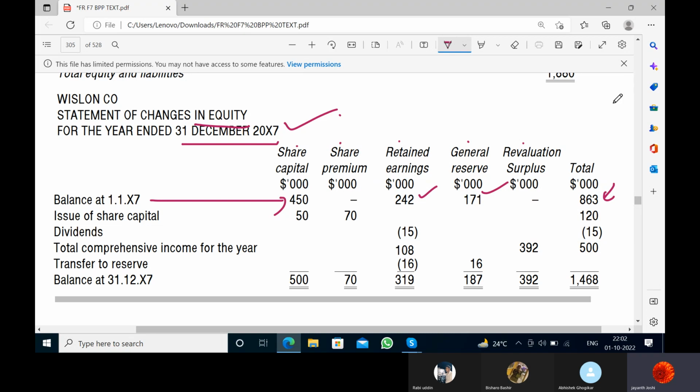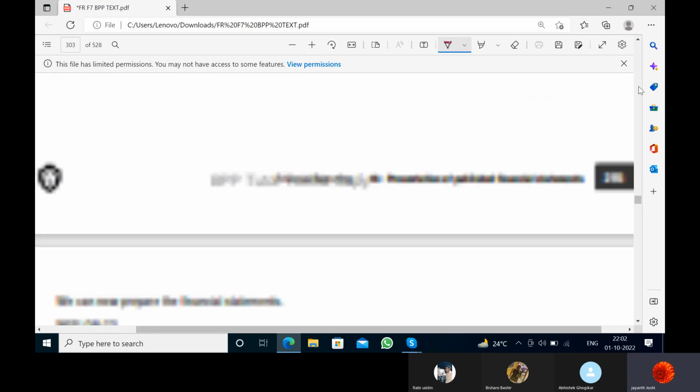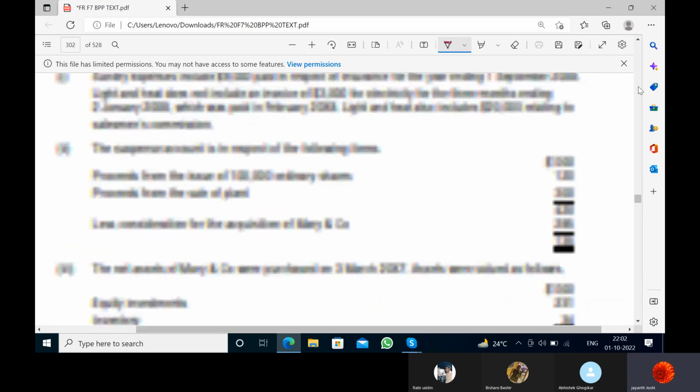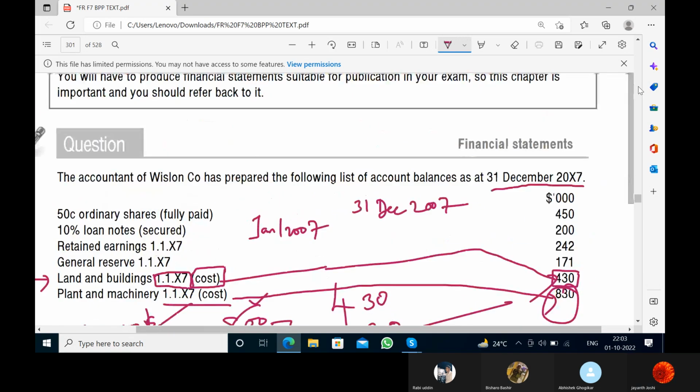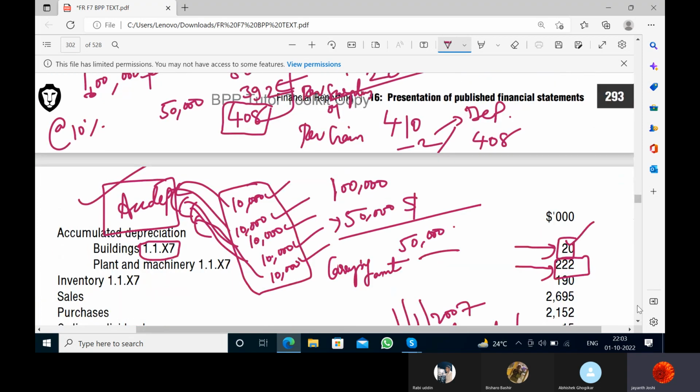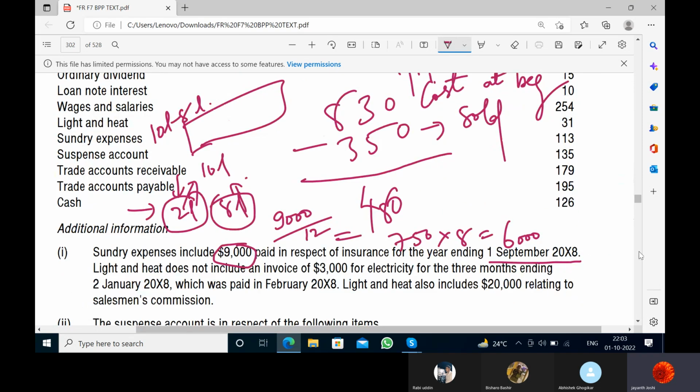I'll show you the balances. 450, 282 and 171. So 450 and then 171 and then, sorry, 242 it is. So these three balances I've written. And now I'll explain some adjustments. You should try and understand.